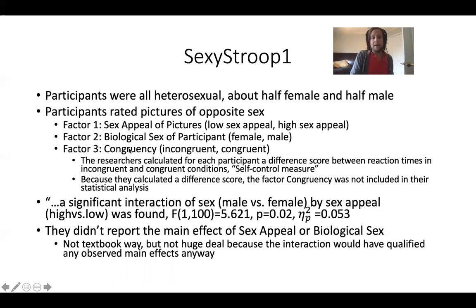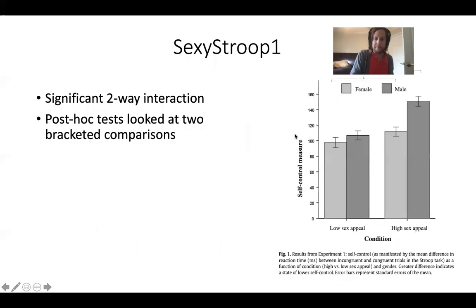So whether it's the incongruent condition, where you're naming the color of the ink, but the ink does not match what the color word says, or the congruent condition, where the color of the ink does match what the word says. That's the third factor. However, I should point out that they only analyzed the data with a 2-factor ANOVA. They didn't use a 3-factor ANOVA. And the reason is because they calculated a difference score between reaction times in the incongruent and congruent conditions. This is what they call the self-control measure. I asked you about it for one of the quiz questions, I believe. Self-control measure, this is the dependent variable right here.